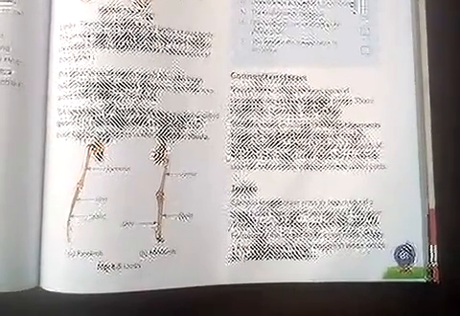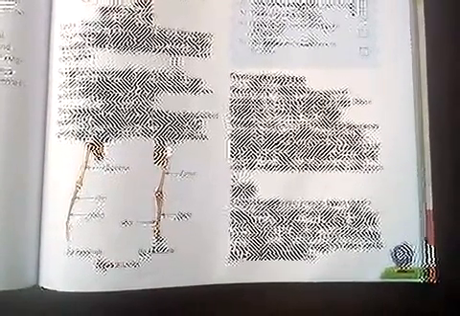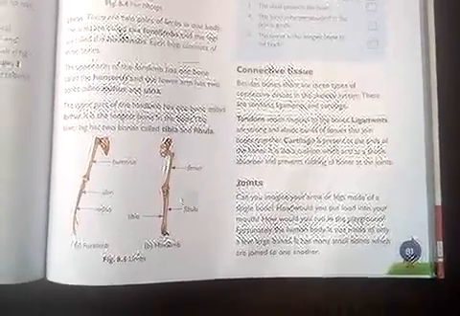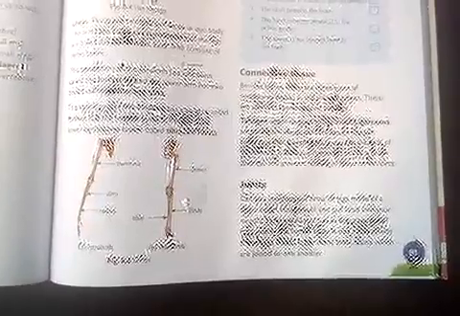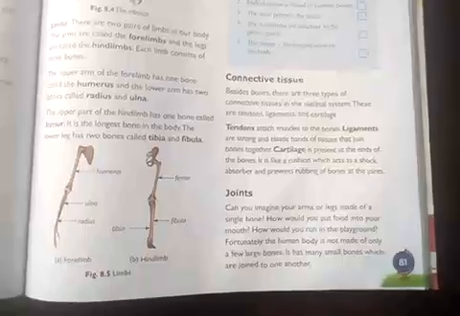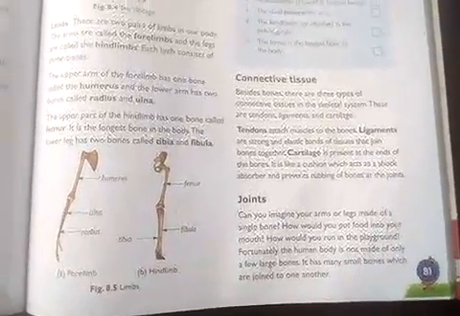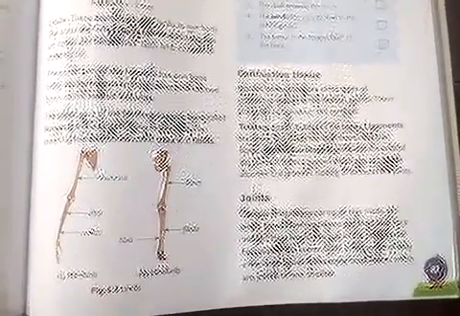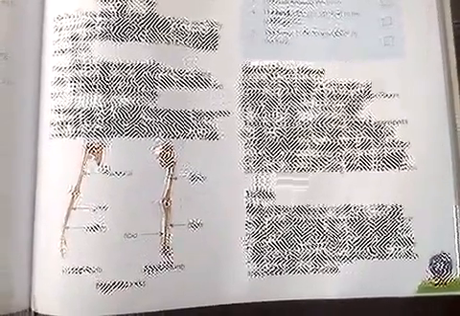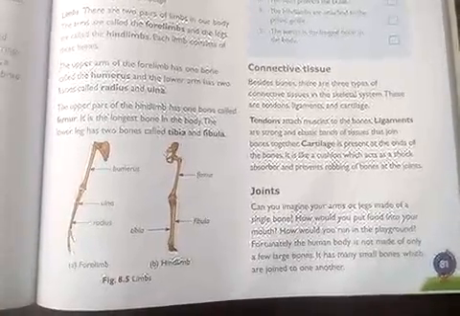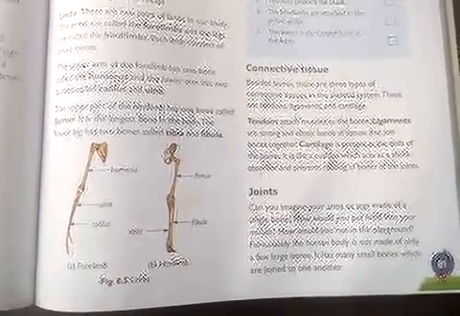Now, besides bones, there are other types of connective tissue which make up the skeletal system. Bones cannot be attached by themselves, so they need some elements with the help of which they can be attached together. Those elements are your tendons, ligaments, and cartilage. Now we are going to see what tendons are. Tendons are muscle attached to the bones. When bones are connected, some muscles are attached to them. Those are known as the tendons.